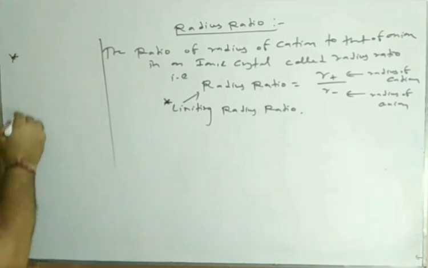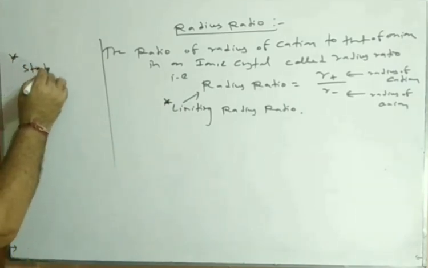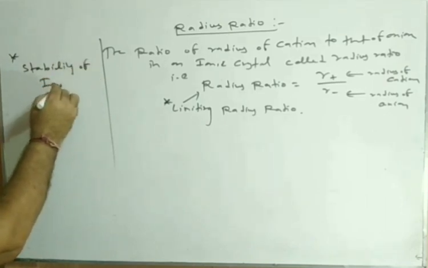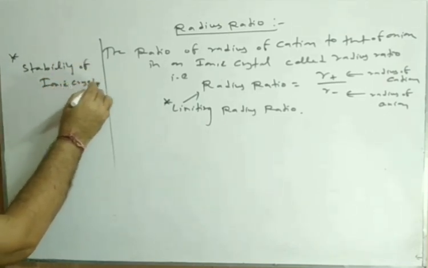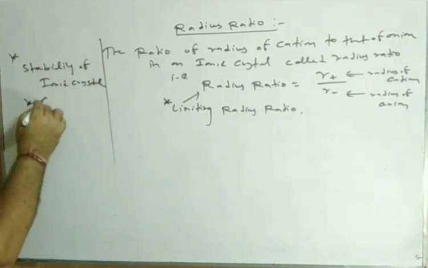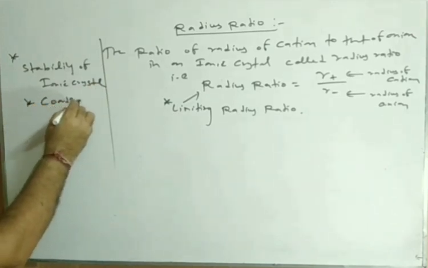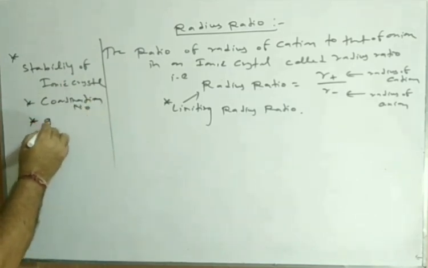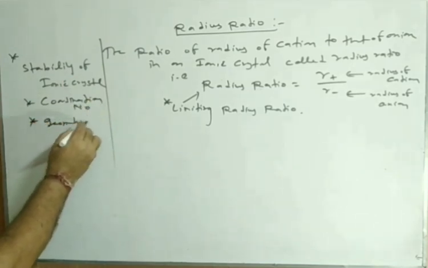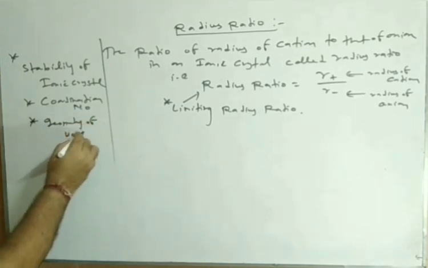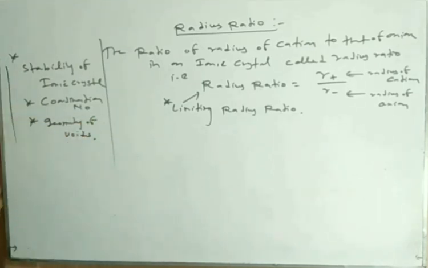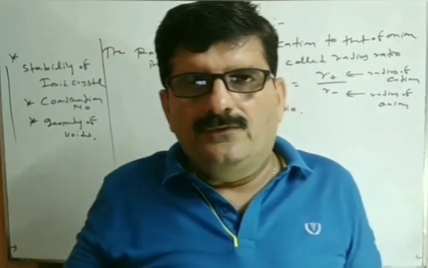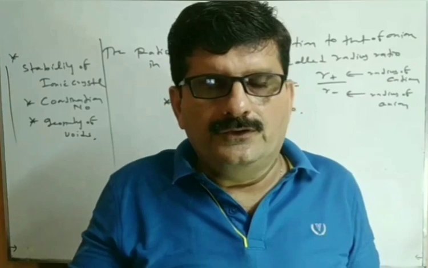Limiting radius ratio tells us what? The stability of ionic crystal. Second one, coordination number, and the last, geometry of voids. So three things we can explain on the basis of radius ratio.